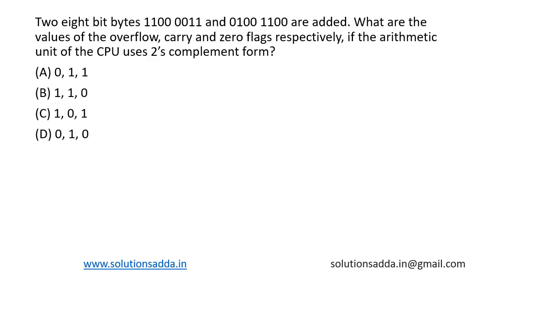This is a question from digital logic. Two 8-bit bytes, 11000011 and 01001100, are added. What are the values of the overflow, carry, and zero flags respectively if the arithmetic unit of the CPU uses 2's complement form?